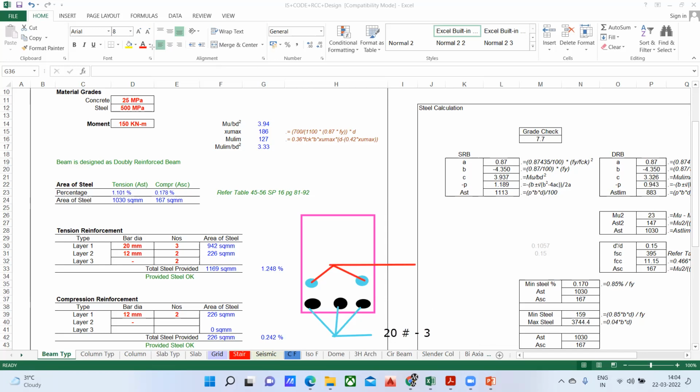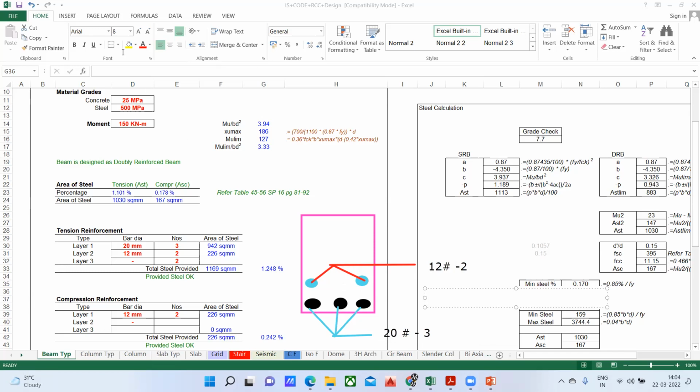Okay, you have to write it properly in AutoCAD. I'm showing it here. So this is 12 diameter 2 number of bars. Got it? So this is how it is now understood by the contracting people, I mean, people who are working at the site, that you have to provide 20 diameter 3 bars at the bottom and 12 diameter 2 bars at the top. Got it? So this is how you are supposed to do.